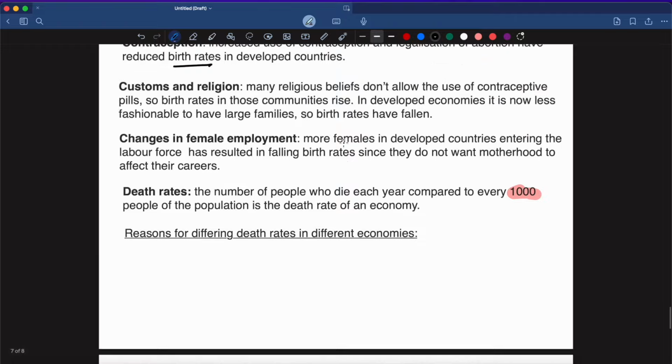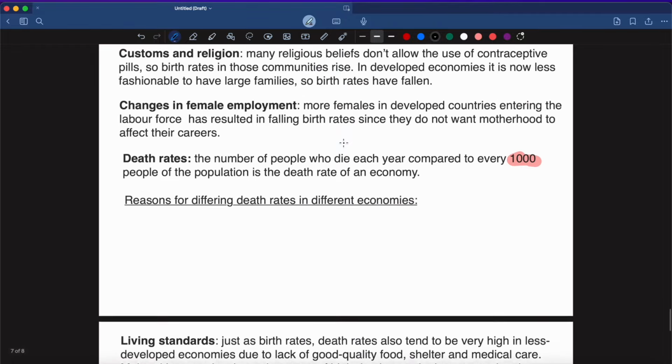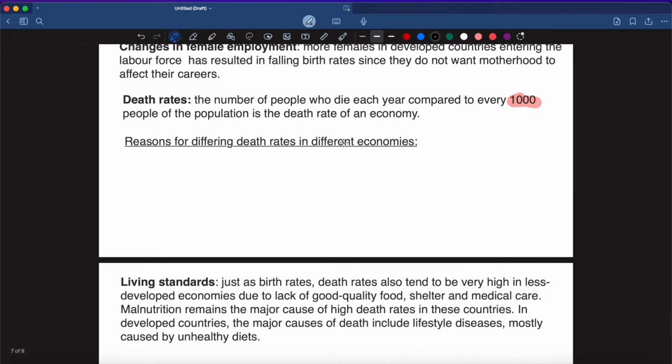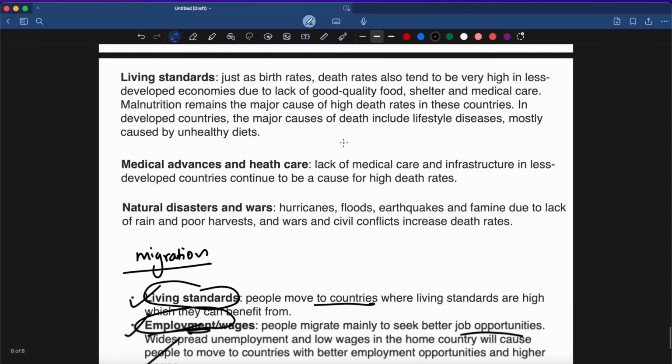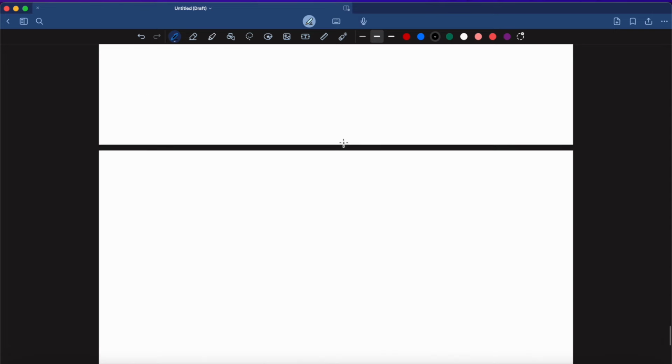So far, what we've talked about in population is the two factors that affect population, which are birth rate and death rate. We looked at the reasons why different economies have different birth rates and death rates. It's very important to know this because you would apply it in your questions as well.